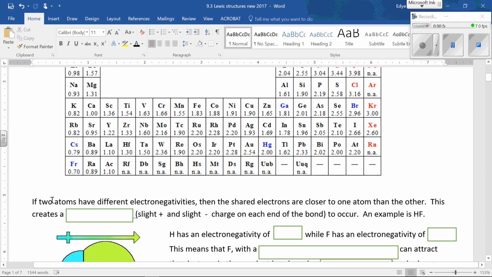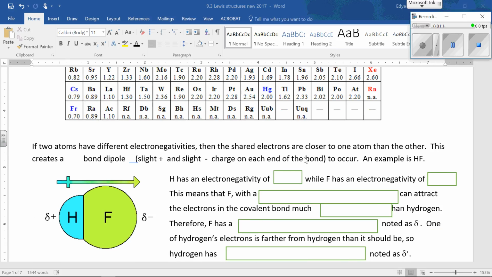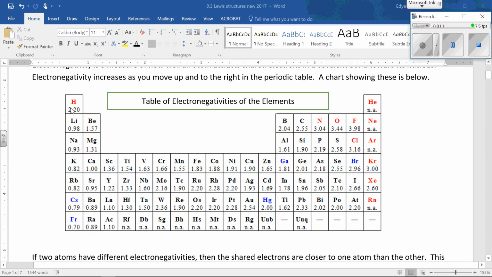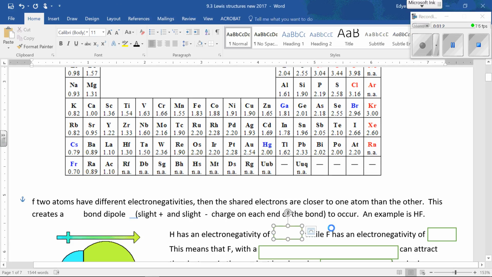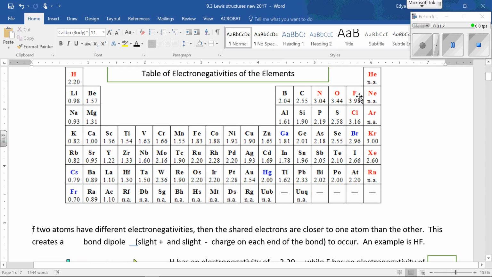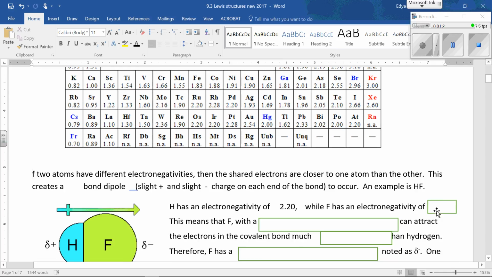All right, so if two atoms have slightly different electronegativities, the shared electrons are closer to one atom than the other. This creates a slightly polar bond, or what is called a bond dipole. An example is HF. So we look at H. H has an electronegativity of 2.2. And F, let's look at F. F has an electronegativity of 3.98.